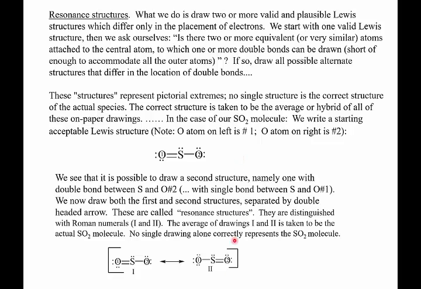So you're going to have two structural drawings. The understanding is that the actual SO2 is neither one of them, but an average of the two. So on paper, you're drawing two, or sometimes more, structural formulas. The understanding is that the real structure is neither of those drawn structures. The real structure is the average of those structures that you draw.